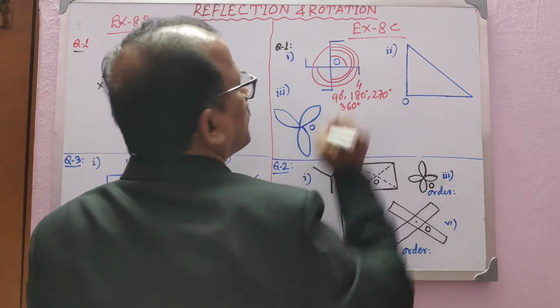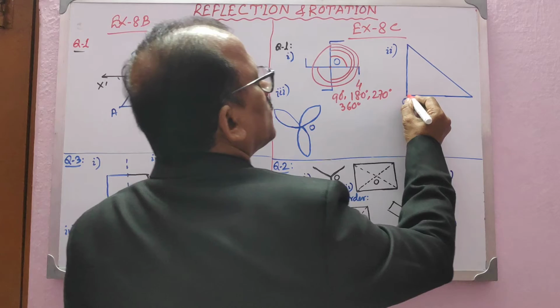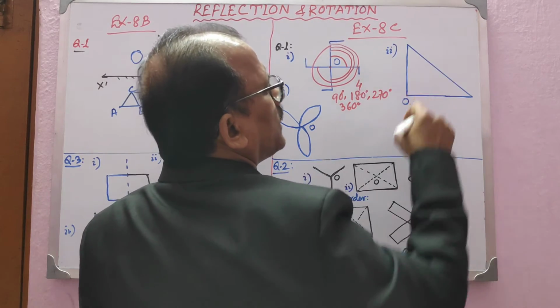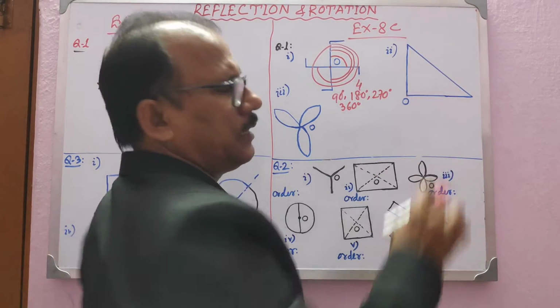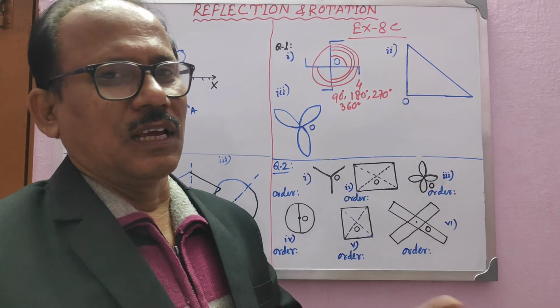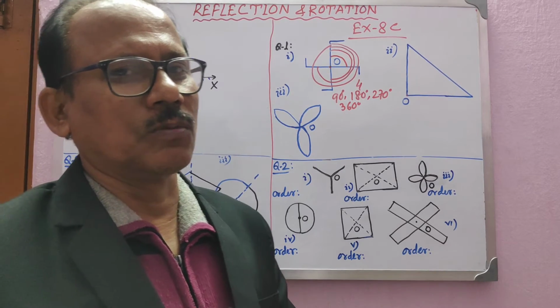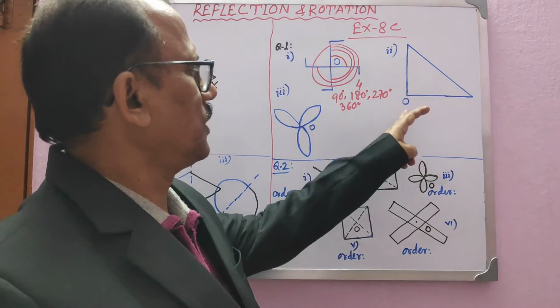Is it not so for this figure? For this figure, will it have rotational symmetry? Just see, about the point O, if you rotate it, it will not. It has to come completely up to 360 degrees. That is not considered. On rotation, it should come to a symmetrical position before 360 degrees. So it will not have rotational symmetry.